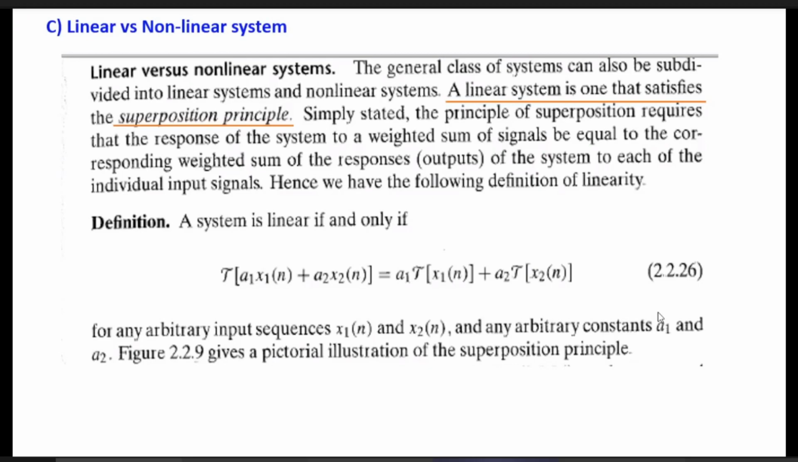Now, if both the inputs are applied simultaneously, that means the input is x1[n] plus x2[n], both added. Then the output, which we have earlier calculated individually, is y1[n] plus y2[n]. When the inputs are added and the outputs also get added, then we call it a linear system.